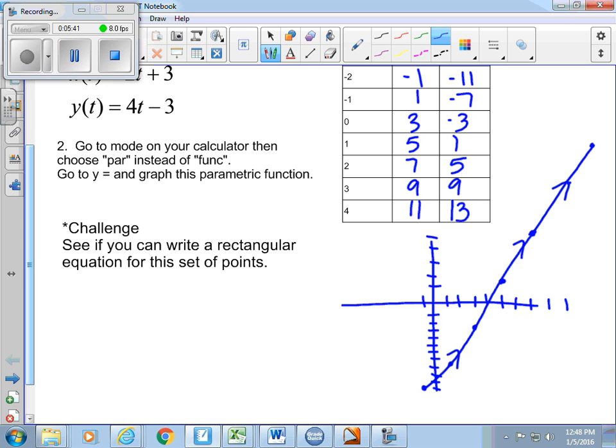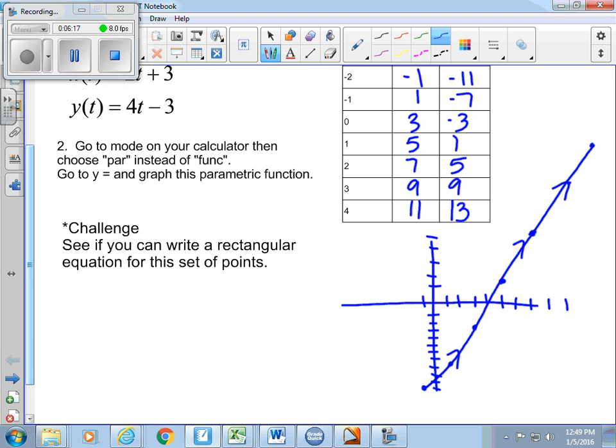So the only thing I can plot is the x and y, I cannot plot the time coordinate. So what I actually get is a function mode picture from two parametric equations. So you can always find the rectangular coordinates for a parametric set of equations. Again, you lose the time component. Time component's important, but sometimes you just want to know what the path looks like. So that's a parametric equation graph.